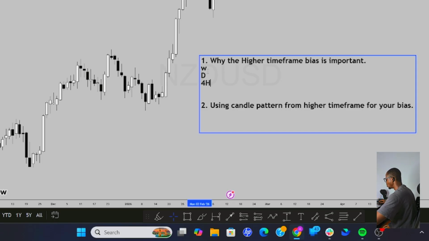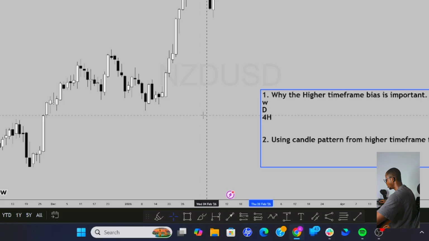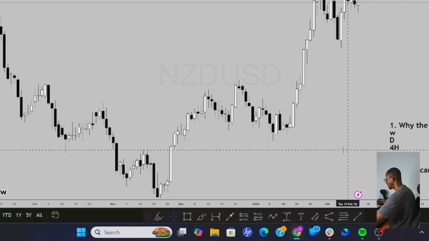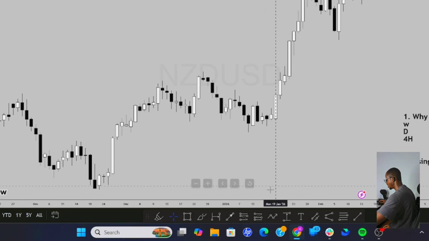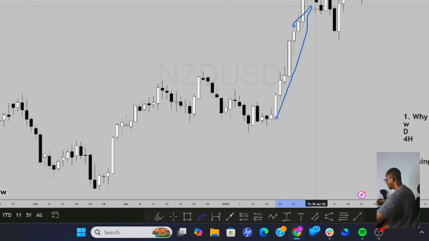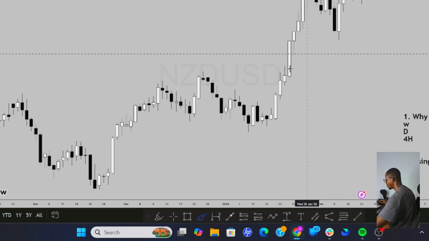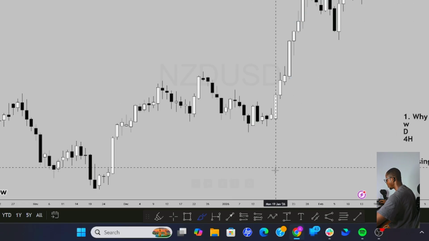Then let me show you why it is important to do your analysis or build your bias from the higher time frame, right? So if you see, this is NZD USD on our chart. This is NZD USD. You understand? Before the market starts moving to the upside, an experienced trader must have come to this daily time frame to build a strong bias.